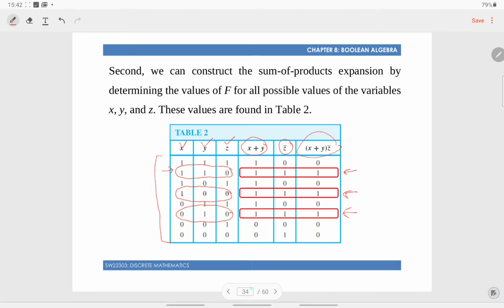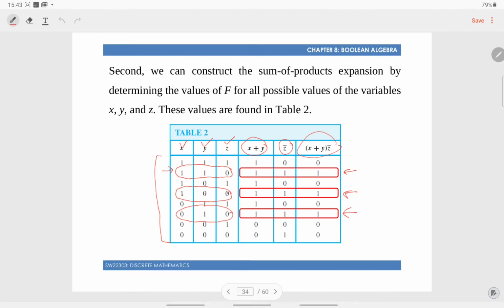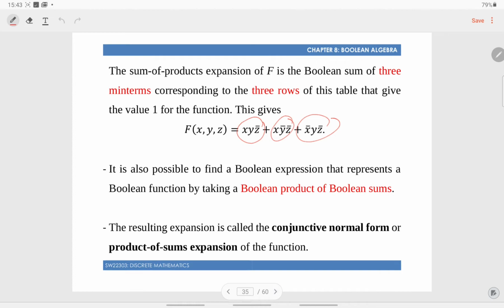And the third one, we have x complement, y, z complement. So we obtain all the minterms, and then that's the expression, the minterms and the whole expression.